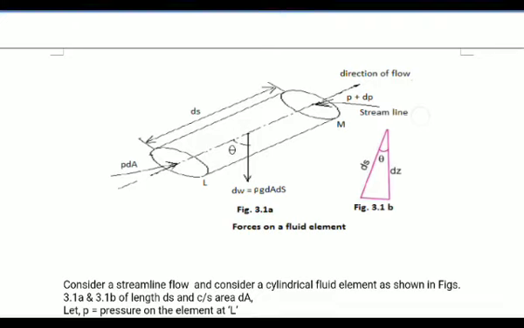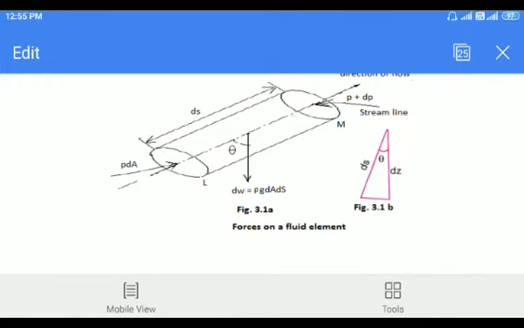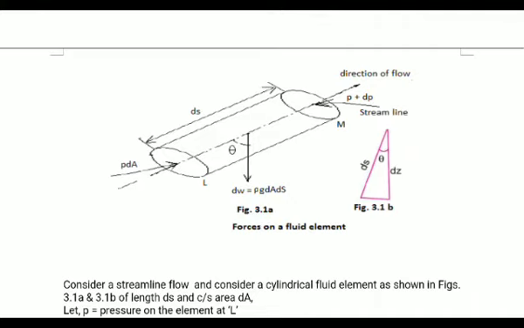Along the streamline, where a streamline is a line along which the fluid flows in a regular fashion, the direction of flow is shown here. Also, the fluid element has some weight, called the weight of the fluid. That weight is given by dW is equal to rho g dA into ds. Why we are taking dA: we are just considering a small fluid element, not the total element.